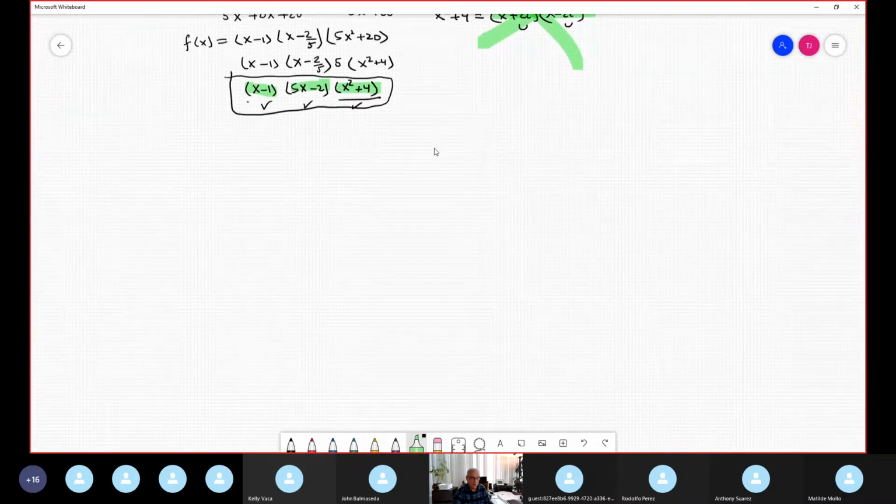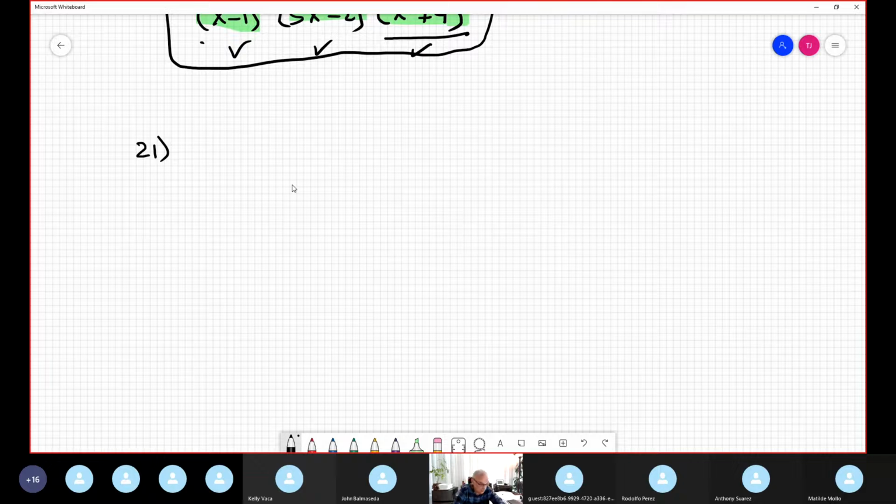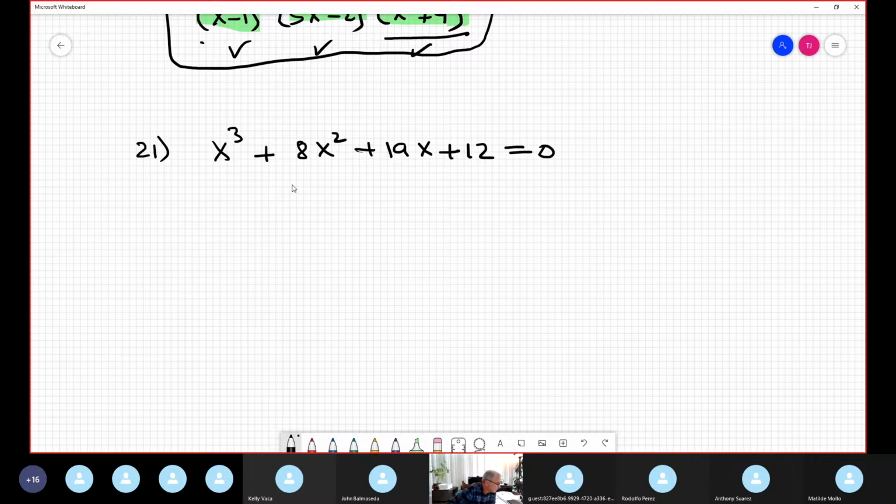21 now. 21 is another polynomial of degree 3. It's plus, no? 21, yeah. x squared plus 19x plus 12. That question says, solve the equation in the real number system.